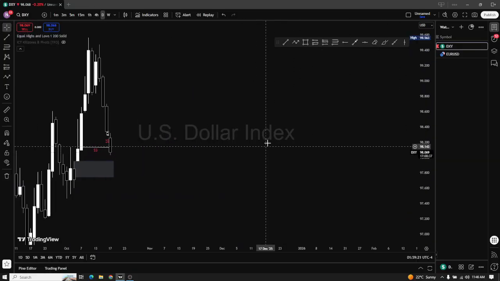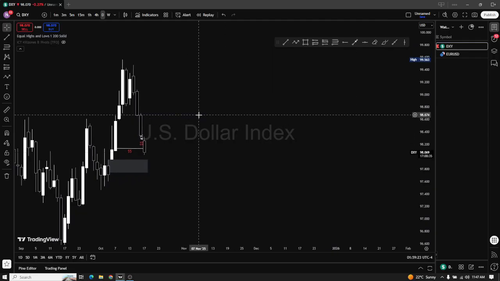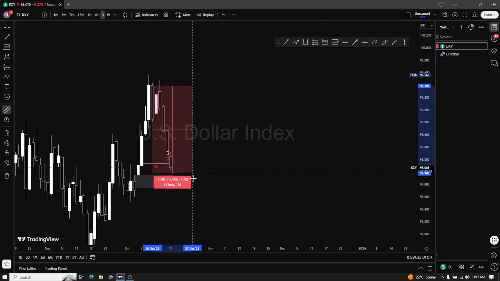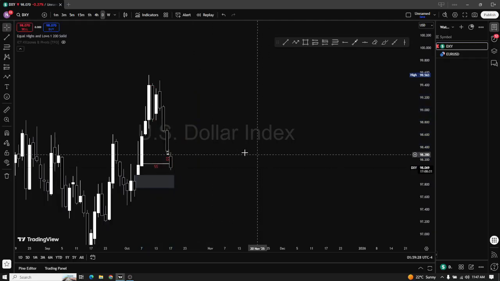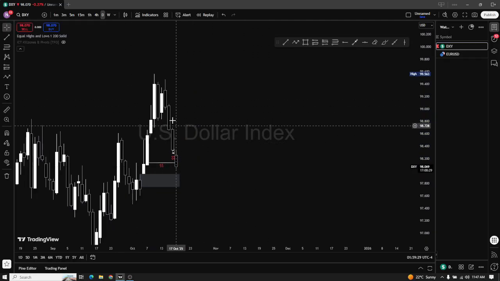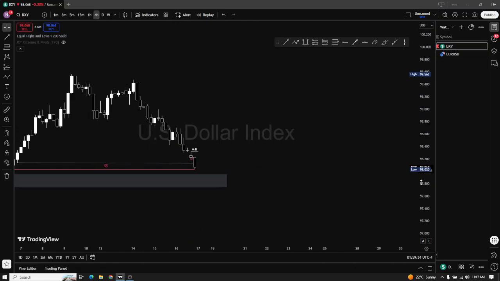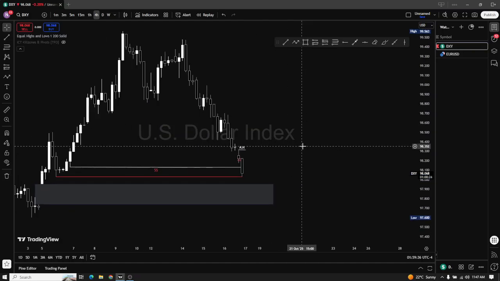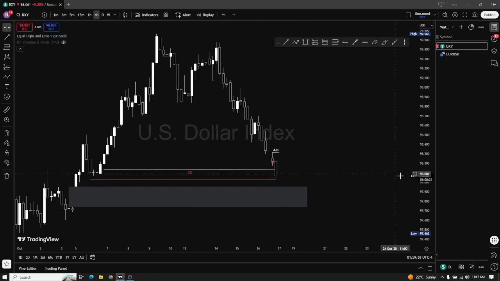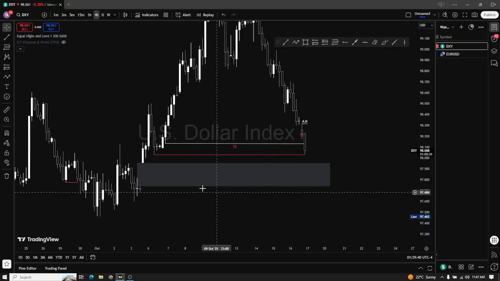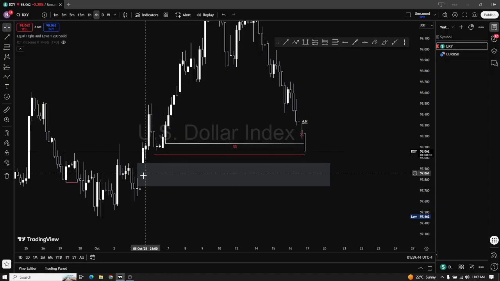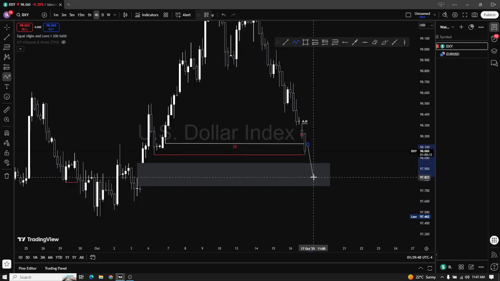What we can see here on DXY is the market is pretty bearish, right? We don't have much information on the daily time frame, so let's shift into the 4 hour time frame. On the 4 hour time frame, we can see this 4 hour unfilled gap that the market had left. The market is likely to fill up these gaps. Let's see what the market will try to do.